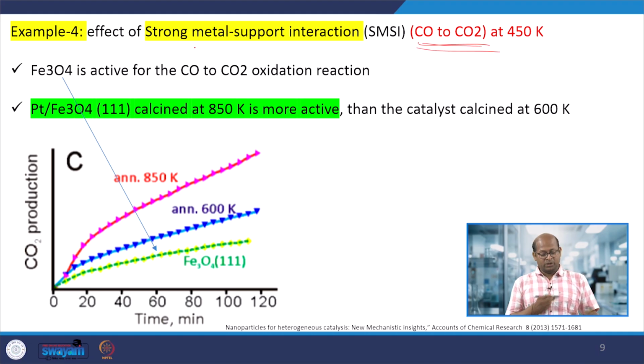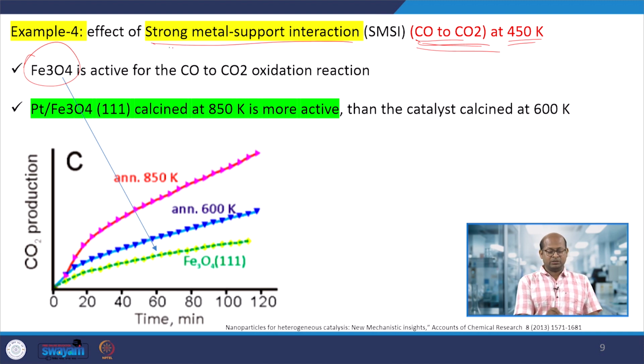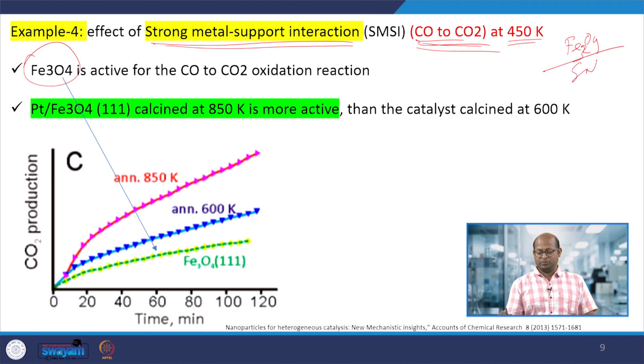Another example: we can see here iron oxide, Fe3O4, that we can use for carbon monoxide to CO2 conversion. At a temperature of 450 kelvins, the reaction can occur. Here metal and strong metal support interactions are also very important, since the iron oxide Fe3O4 is distributed over support materials. The iron oxide is distributed over the supports and forms very small particles, so that can be used.